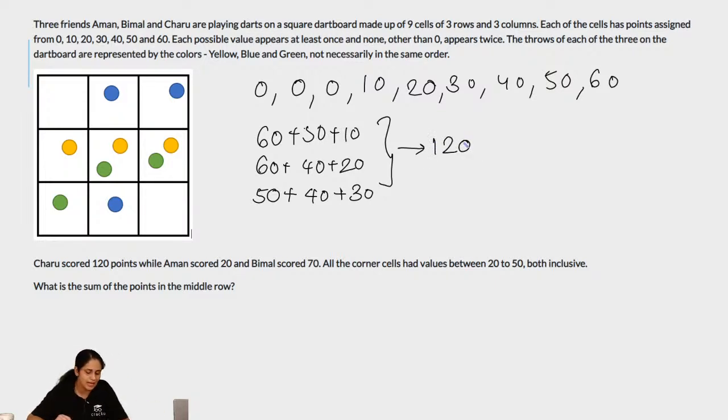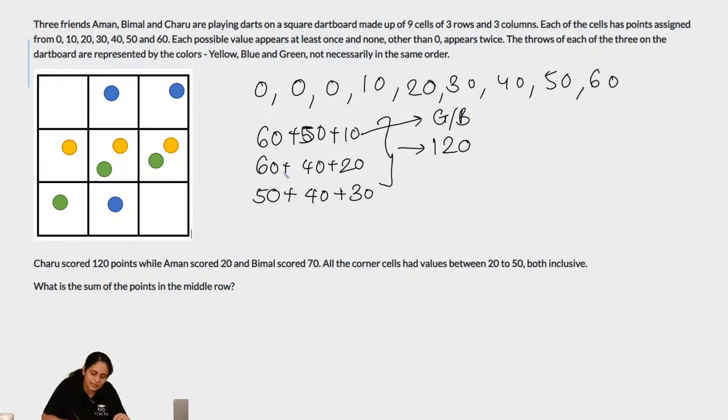Now if this is the way in which she can score 120 points, let us see if any value, blue, green or yellow, can give us something like this. If it is 60, 50 and 10, 50 has to be a corner value. So basically you have to have at least one throw in a corner. You have one corner with green, you have one corner with blue. So blue is there in one corner cell, green is there in one corner cell, yellow is there only in the middle row, so it has no corners. So essentially Charu, because she has scored 50, cannot be yellow. In that case, she can be either green or blue.